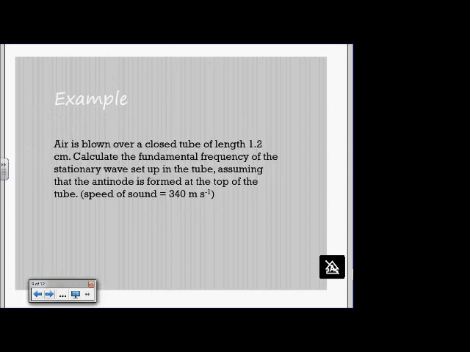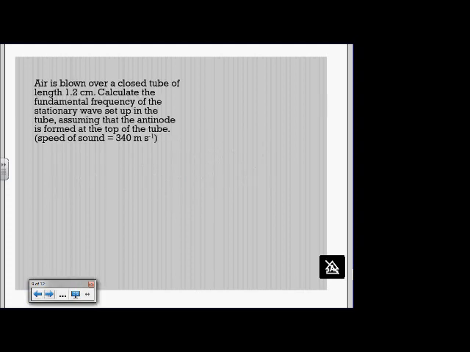Okay, second example: air blown over a closed tube 1.2 centimeters long. That's quite short. Calculate the fundamental frequency set up in the tube, assuming an antinode is formed. This time we're going to make the assumption that it is formed at the top of the tube rather than beyond the tube, and we've got the speed of sound. This one looks to be a lot simpler than the previous one. So I think you should be able to do that one yourself without any further direction.